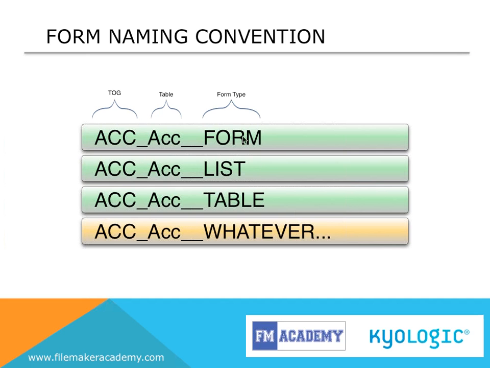Then we do 2 underscores, and we say what type of form it is. So it's a form, it's a list, it's a table. If you want a custom one, you can name it whatever you want. There's absolutely no restriction, but these are the 3 standard ones that we use, and they work automatically in our navigation system without any additional coding. In this case here, we can say we want an explicit layout, and we can call whatever name we are looking for. So this is the standard form that we use.